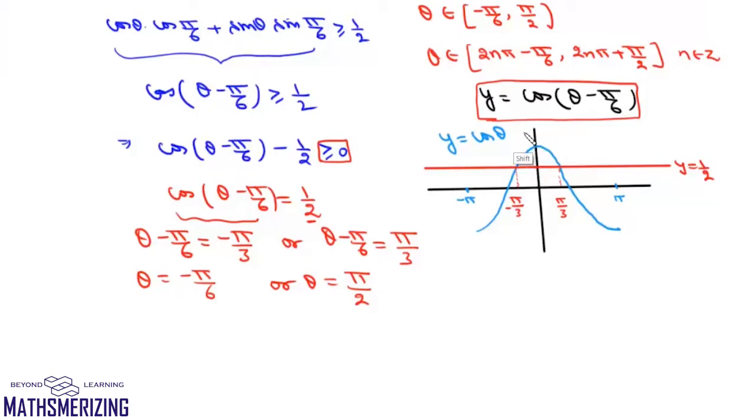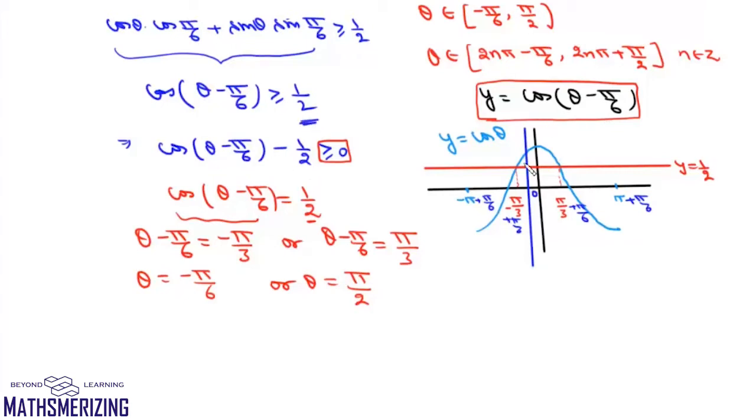If we shift this y-axis pi by 6 units to the left, now this becomes the origin. Now this is minus pi by 3 plus pi by 6, and it'll be pi by 3 plus pi by 6. It'll be pi plus pi by 6, and then minus pi plus pi by 6. Now we'll need to find the region where this graph is greater than or equal to 1 by 2.